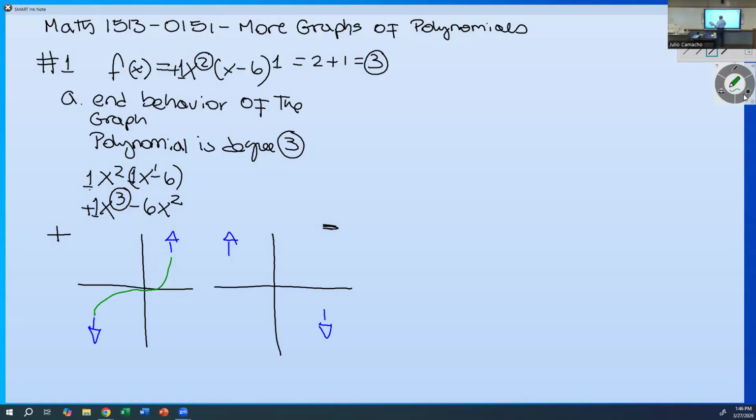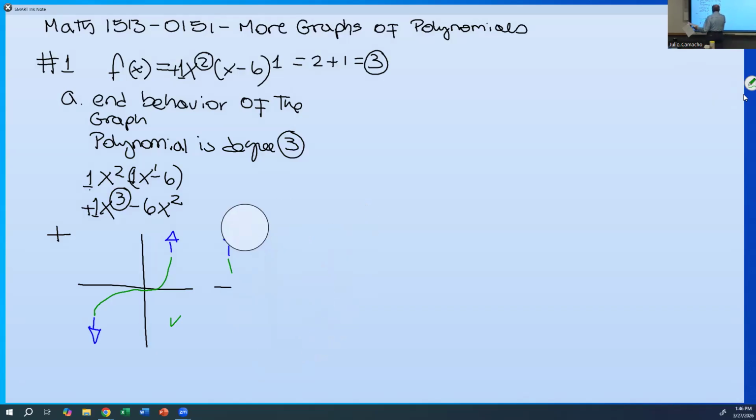And the shape of the negative odd function will come this way, like a saddle here, and go this way. So those are the two options that we have. And we know that this function is positive. Then the behavior of this function will be this one, that will fall on the left and rise on the right. So let me erase the negative. So that is the behavior.